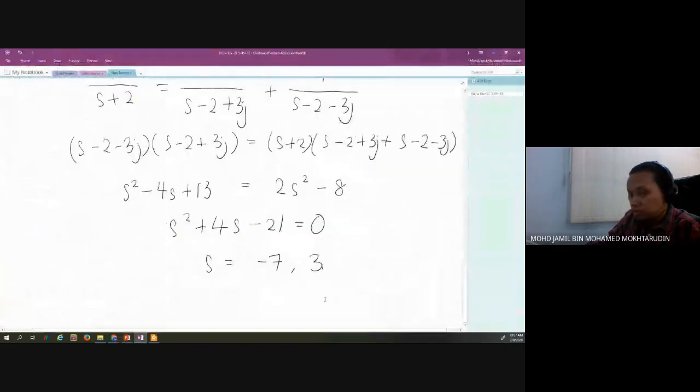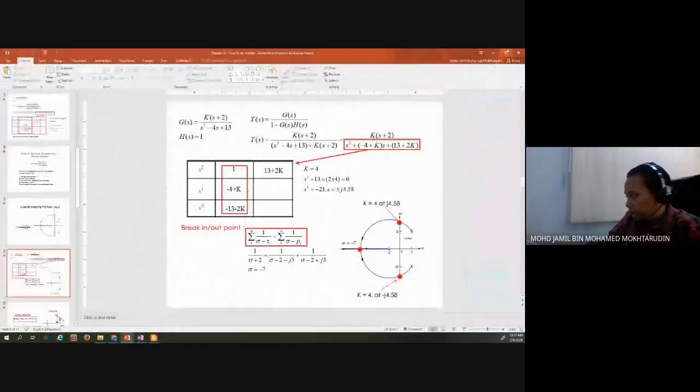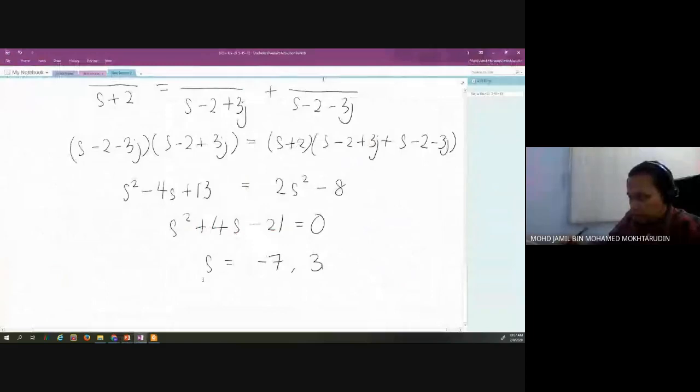So basically you need to choose only one, okay, because of the nature of the root locus. But I think answer like this also okay, but just put label here, breaking point at s equals minus 7, okay.